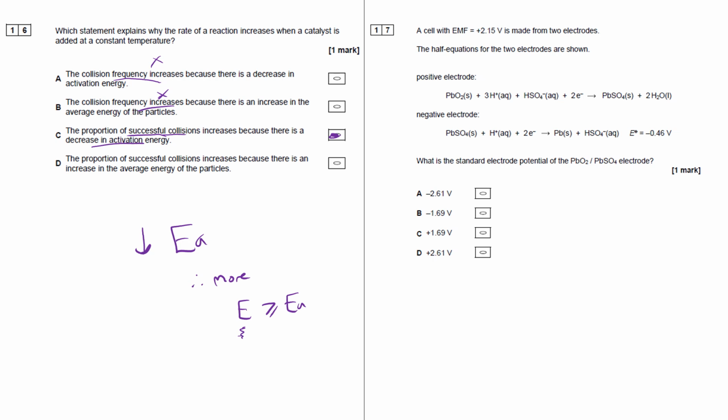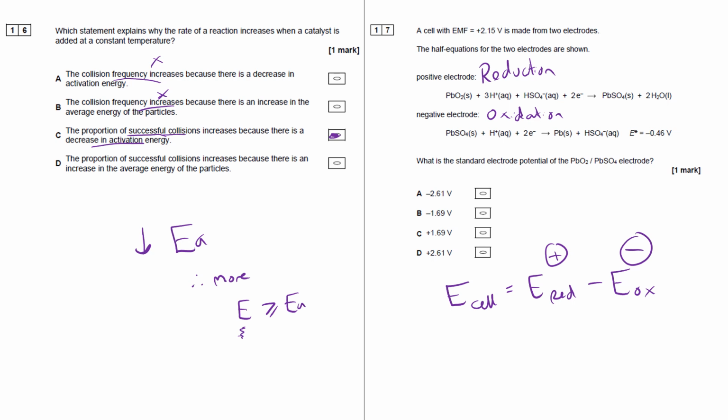Question 17. A cell with the E value of plus 2.15 is made from 2 electrodes. Positive electrode, remember that is where reduction happens, and the negative electrode, that is where oxidation happens. So to calculate the E value for a cell, remember you do E reduction minus E oxidation. So the reduction is your more positive value, your oxidation is more negative.